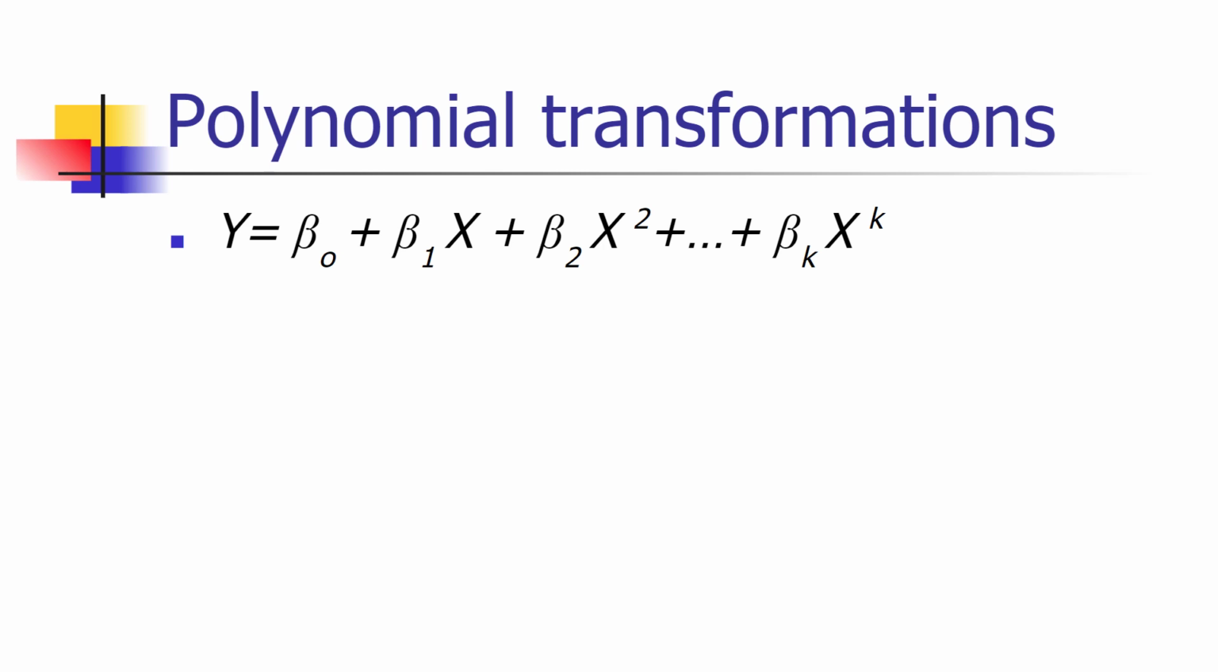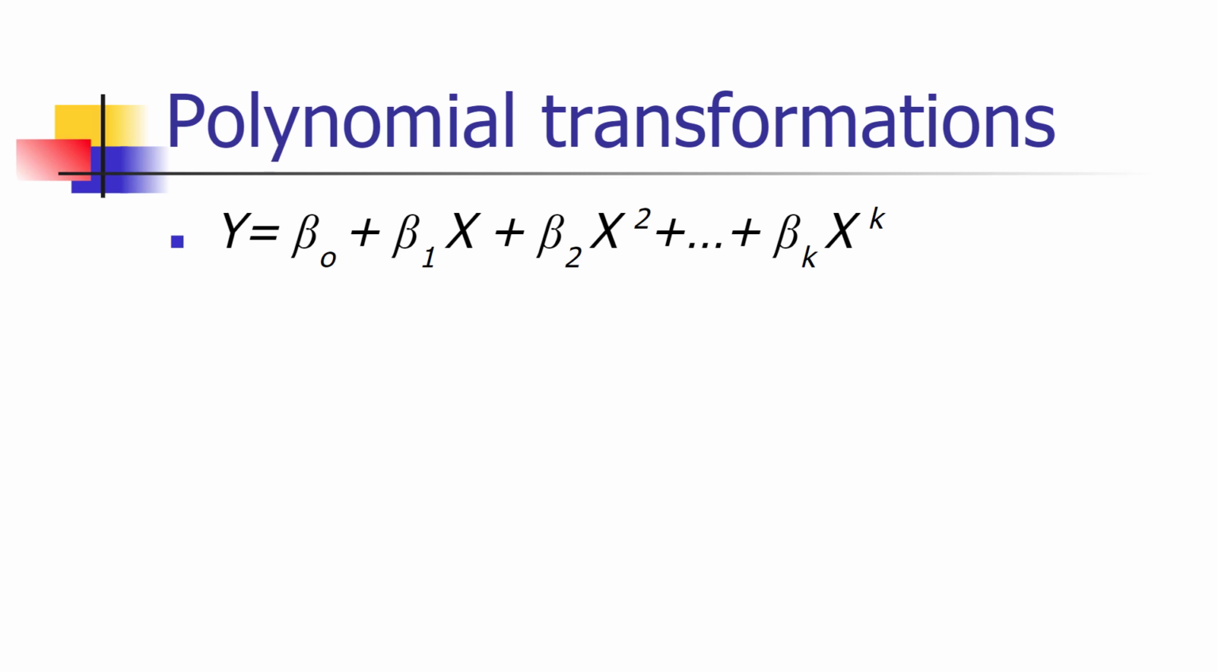A polynomial can be written in the form y is equal to beta 0 plus beta 1 x plus beta 2 x squared out through beta k x to the kth power. There's a theorem in mathematics called Taylor's theorem, which tells us that any continuous relationship can be approximated to any desired level of accuracy by simply choosing a polynomial of sufficiently high order. So by choosing a value of k that's large enough, we're going to be able to approximate any continuous function.